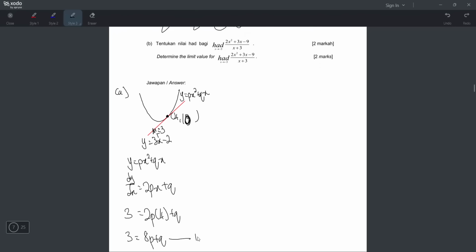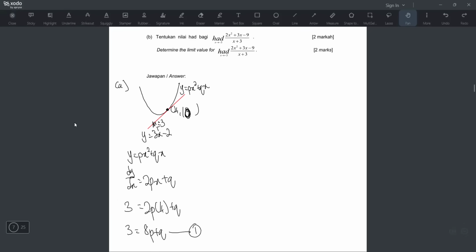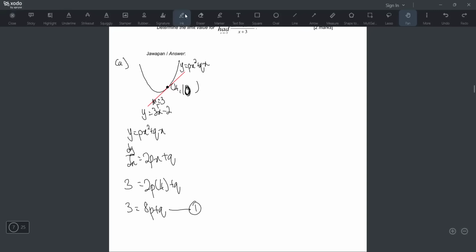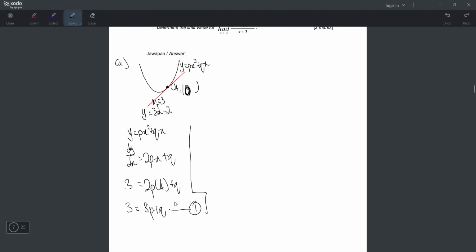Now I'm stuck here, so I'll call this equation 1. I'm stuck because there are 2 unknowns, so I cannot proceed. I will find another equation that has p and q, and then do simultaneous equations, penggantian or penghapusan. How to get another equation yang ada p and q?